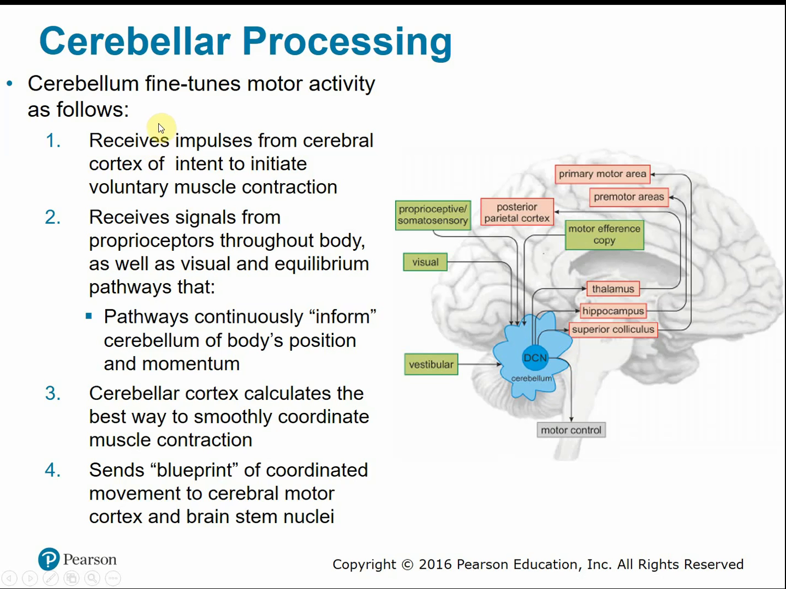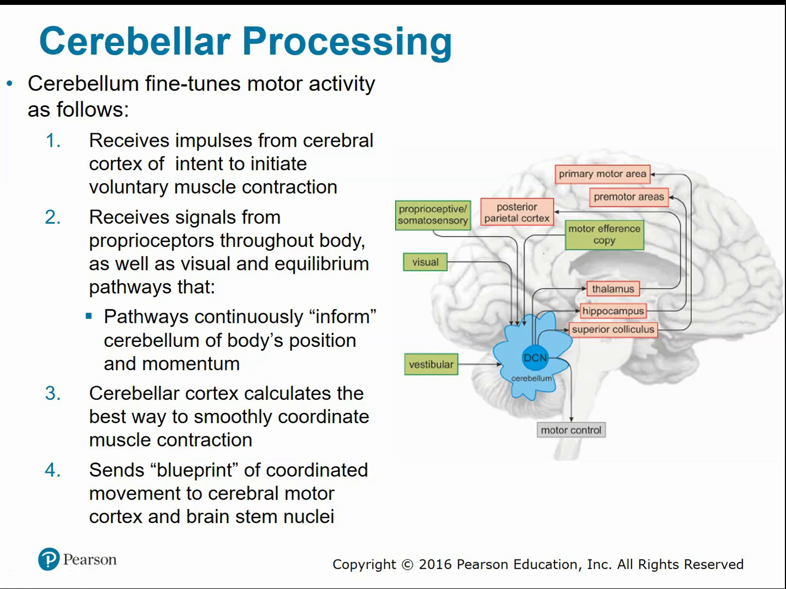So again, looking at how cerebellar processing helps to fine-tune our motor activity. So we said it's going to receive impulses from multiple sources. So the cerebral cortex, when we have the intent to initiate a movement. So our brain tells our muscles, we want to move this muscle, as well as proprioceptors or stretch receptors of the muscles. So the cerebellum is always aware of the body's position in space and its momentum.